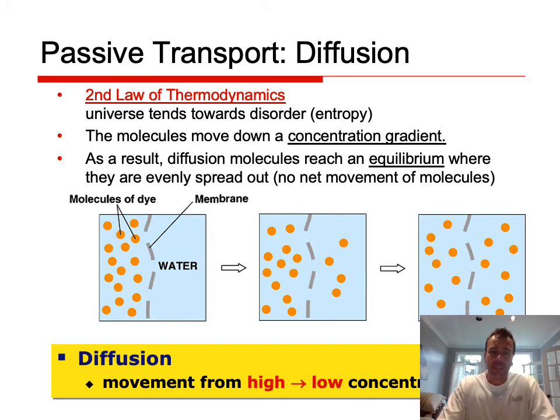So diffusion is basically the second law of thermodynamics, where the universe tends towards disorder or entropy. Molecules move down a concentration gradient, as we discussed. So if you have a concentration of molecules of a dye, for example, and across the membrane, it's going to move across this gradient from high to low concentration until it reaches equilibrium. And at that point, the equilibrium, there's no net movement of molecules. Things are still moving here, but the concentration remains the same on both sides.